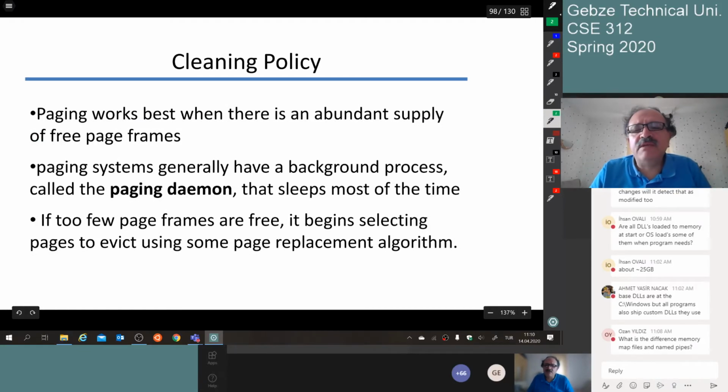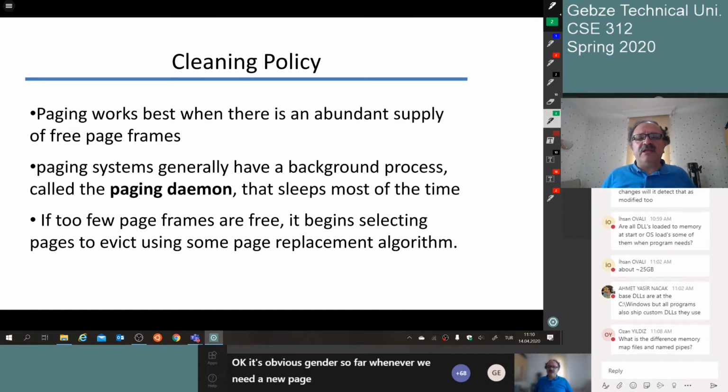Okay, so we assumed that so far, whenever we need a new page, a page fault, I need to load a new page. I need to make a page replacement, select the page, and load it that way. That was the idea, but it is not the case in real life.